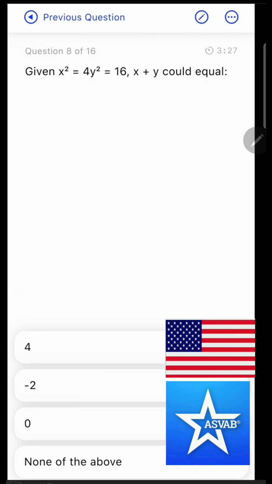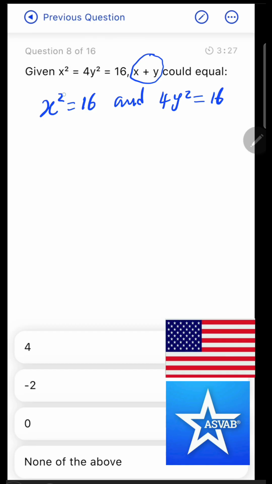Given x squared is equal to 4y squared, which is equal to 16. Then we are asked to find x plus y. Now to solve this, first of all, we understand the equation. X squared and 4y squared are both equal to 16. So both of them are equal to 16, which is going to be the same as what? X squared equals 16, and also 4y squared is equal to 16. We are asked to find the value of x plus y. So we're going to solve for the value of x from the first equation. We solve for the value of y from the second equation. Then we add the two answers.